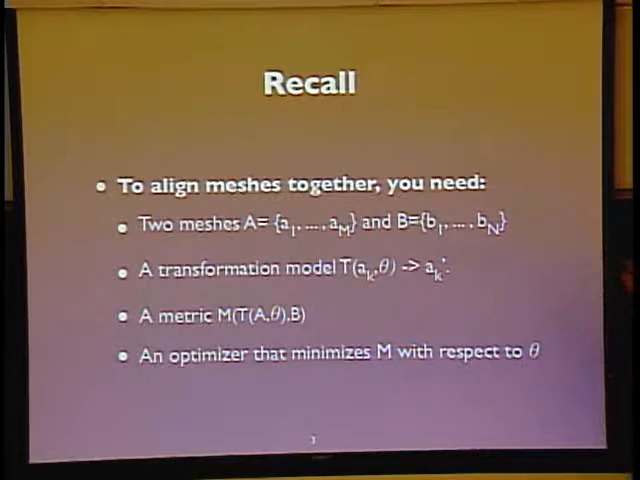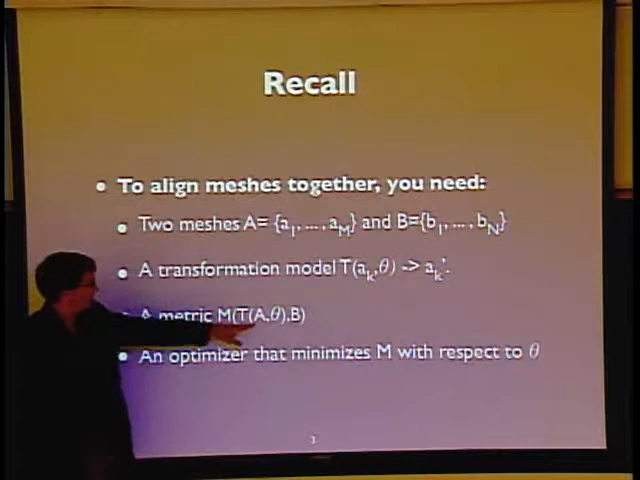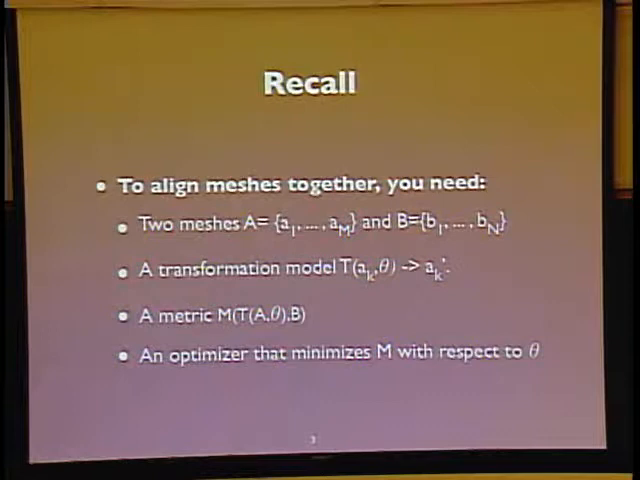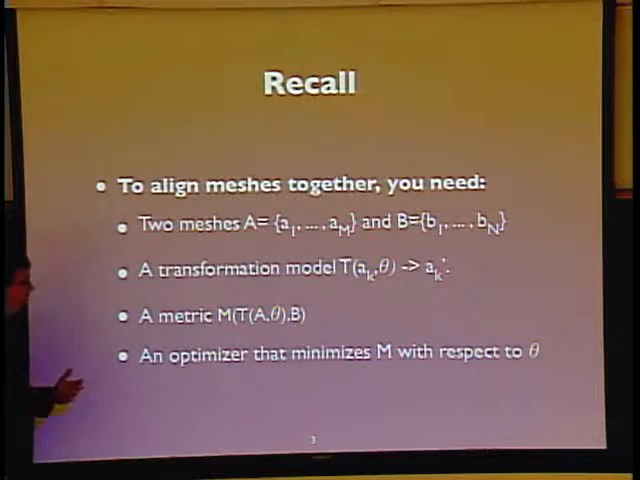You need a metric, that's the third thing, which is a function that takes two meshes as an input and spits out a number that is large if they're not aligned with each other very well and small if they are aligned very well. It evaluates whether your transformation of A, governed by parameters theta, seems to align well with B, which I said was the fixed mesh, which isn't moving around at all. And finally, given all of these pieces of information, an optimizer is a numerical routine that finds values for these transformation parameters theta that minimize M.